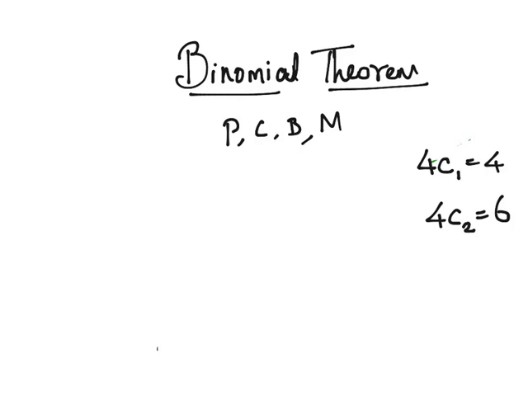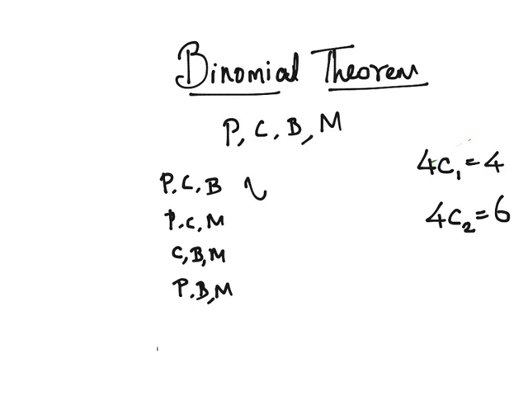What about 3 books at a time? You have 4 different textbooks. How many ways can you take 3 books at a time? How many combinations are possible? You can take, let's say, physics, chemistry, and biology, or physics, chemistry, and math, or chemistry, biology, and math. Is there any other possibility? Yeah, physics, biology, and math. So there are 4 ways. So how do you write it? I write 4C3 equal to 4.